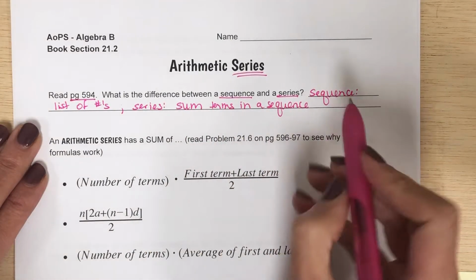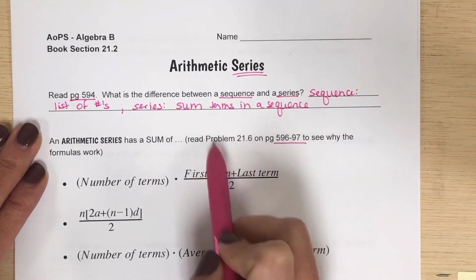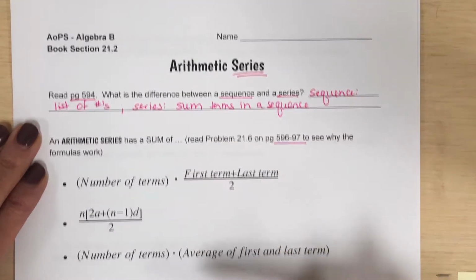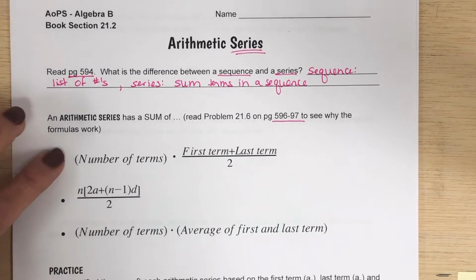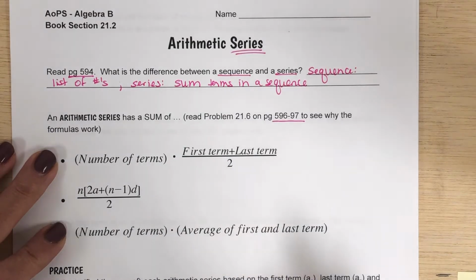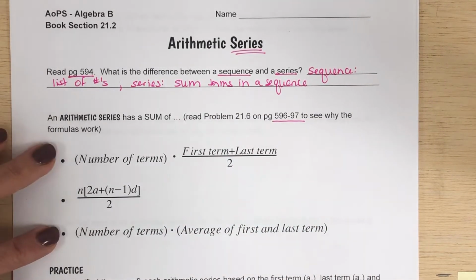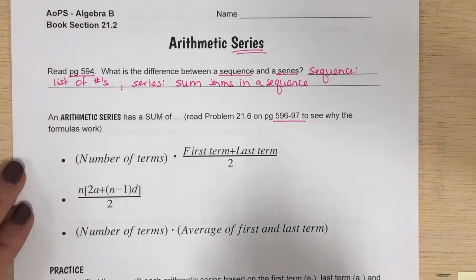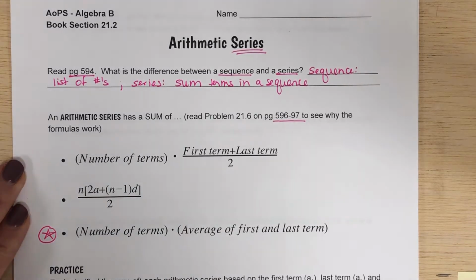So in the AOPS book on pages 596 to 597, Problem 21.6 shows you how these formulas come to be. It's really interesting. I want you to take a look at it. But for now, I'm just going to show you what the formulas are and how you use them. All three of these formulas are the same formula. We're just writing them in a slightly different way. I particularly like this third one because I think it's really easy.